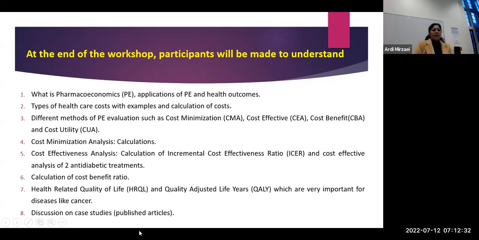And at the end of the workshop, participants will be made to understand what is pharmacoeconomics, applications of pharmacoeconomics and health outcomes, then types of healthcare costs with examples and calculation of costs, then different methods of pharmacoeconomic evaluation such as cost minimization, cost effectiveness, cost benefit, and cost utility analysis, then calculation of cost minimization analysis, calculation of cost effectiveness analysis, calculation of incremental cost effectiveness ratio, and cost effectiveness analysis of two anti-diabetic treatments.